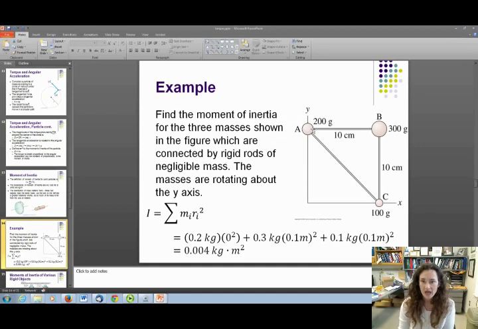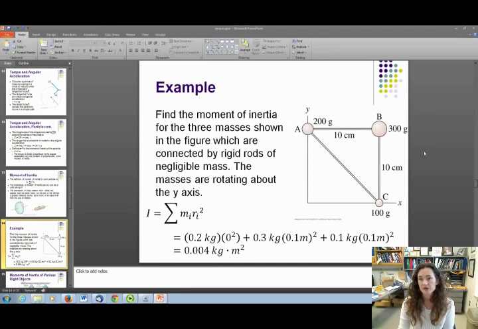Okay, so here we have the 200, 300, and 100 gram masses forming a little triangle, and the axis of rotation is the y-axis. So going with the definition of the moment of inertia as the sum of m_i r_i squared, the 200 gram mass is on the axis of rotation, which is the y-axis. So the distance to the axis of rotation is 0. So I have 0.2 times 0 squared.